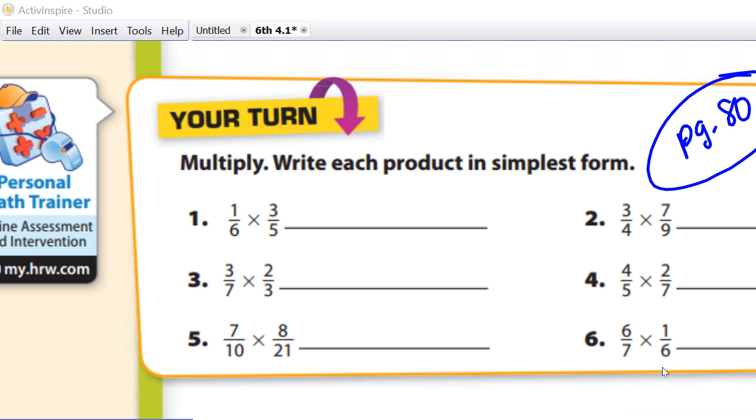Alright, we're on page 80. We are multiplying fractions. The directions say multiply, write each product in simplest form. Number 1 is 1/6 times 3/5.